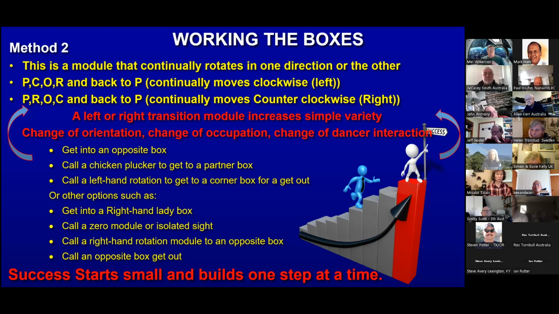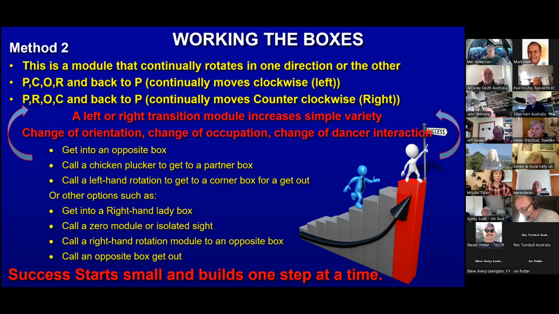I can do my rotation module. Swing through, girls circulate, boys run, wheel and deal. I've moved them right. Oh, wait a minute. From there, I'm in an opposite box. Oh my goodness, what am I going to do from an opposite box? Swing through, spin the top, slide through. I can now do a chicken plucker back to a partner box, pass through, trade by. And I can do a get out from a partner box. Or if I have a get out with a spin the top, swing through, spin the top, slide through. There's my partner box again.